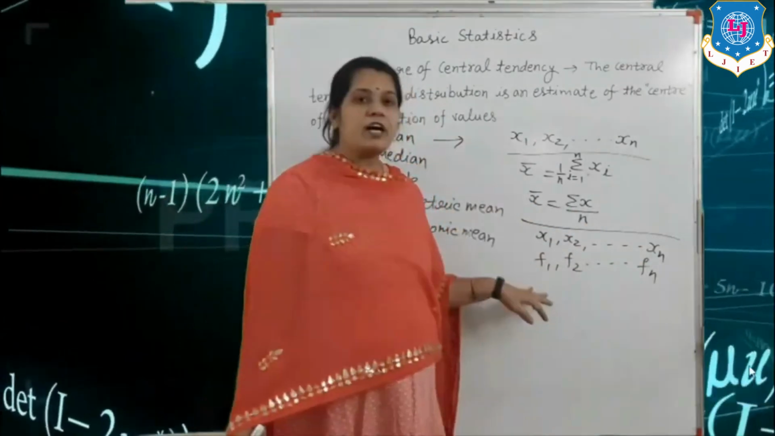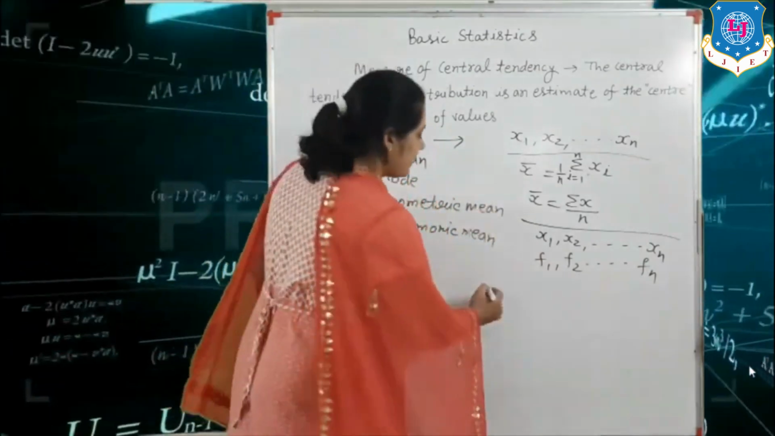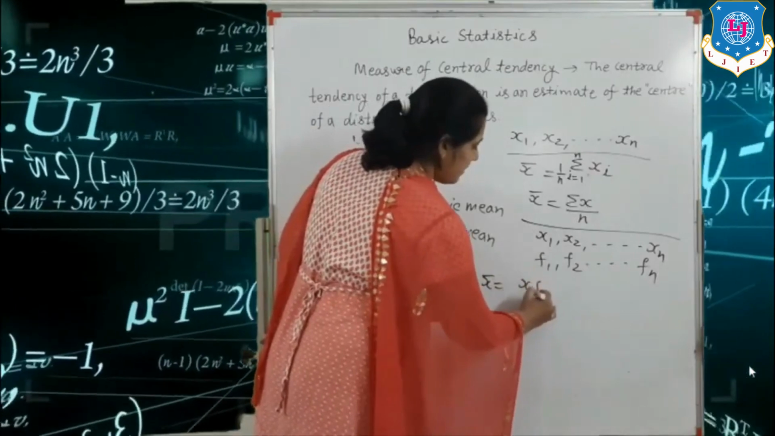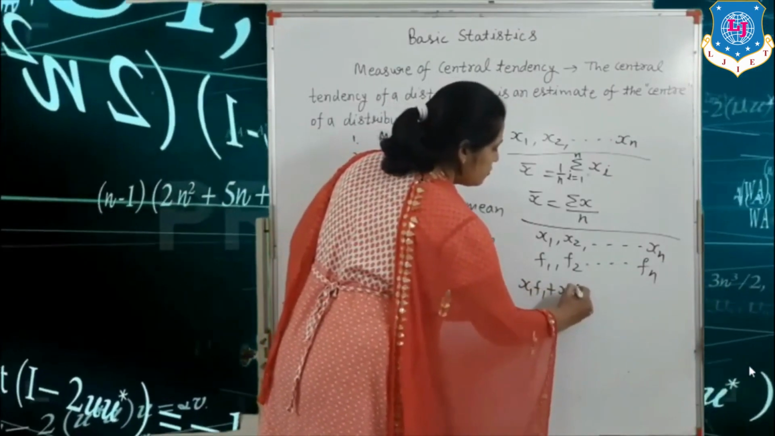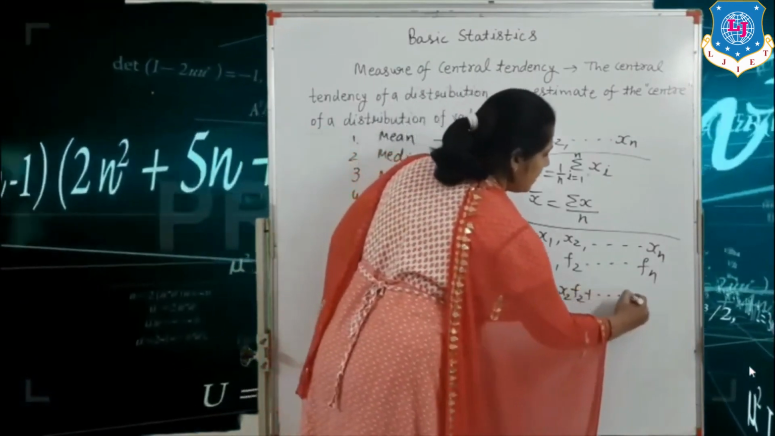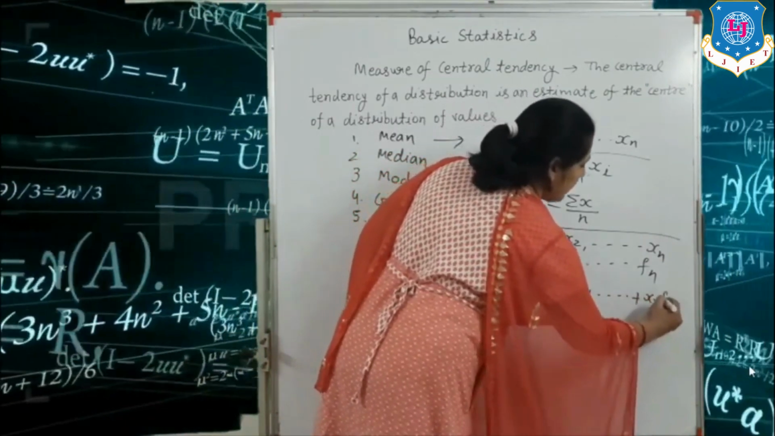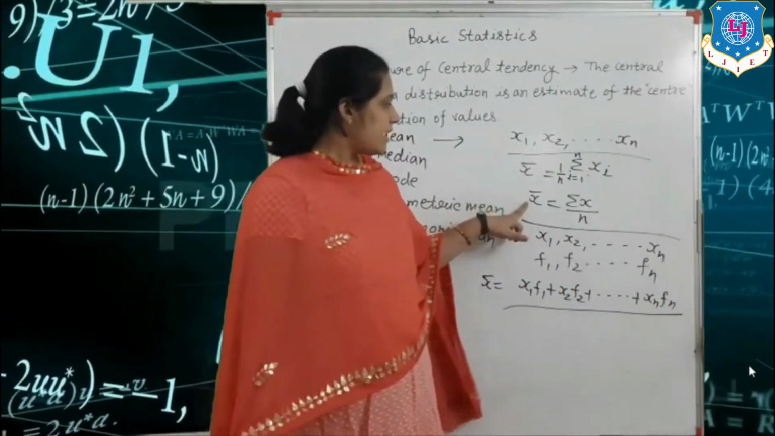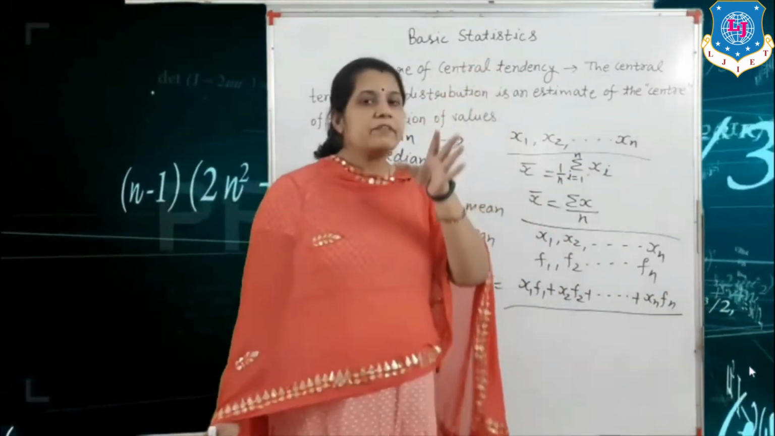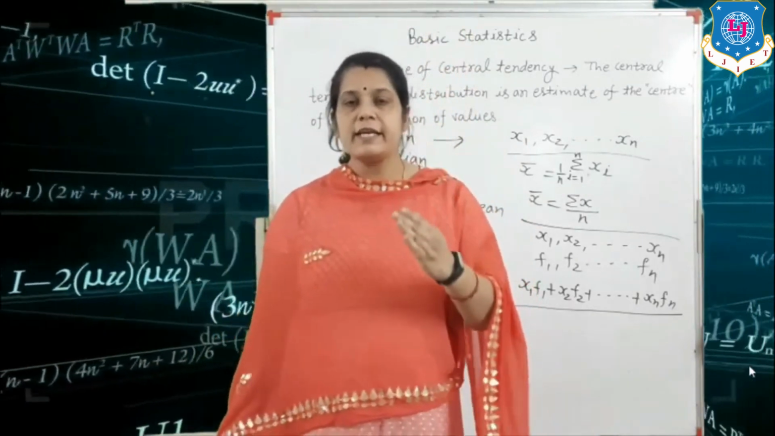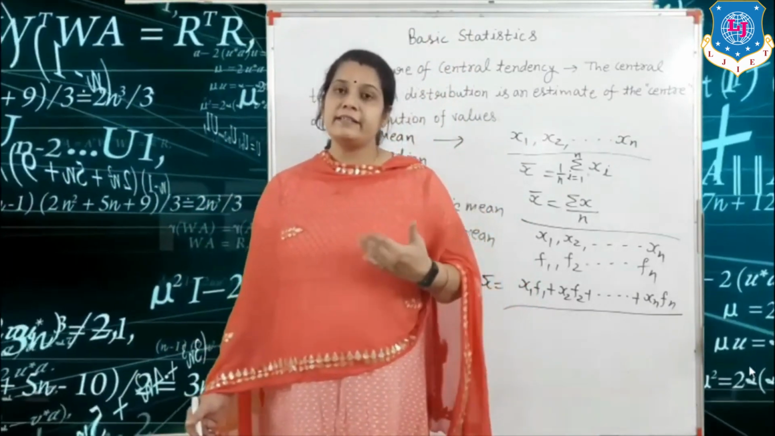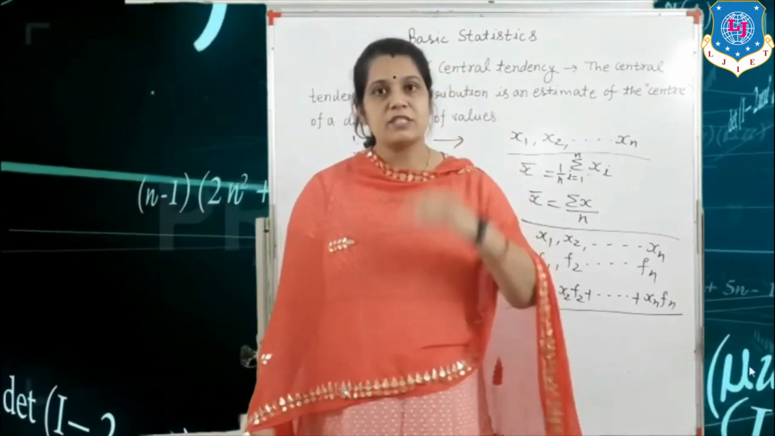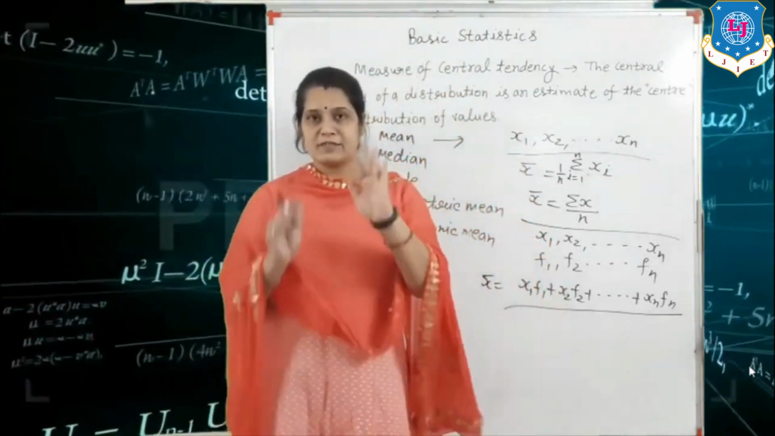So for finding the mean, x bar is equal to x1 f1 plus x2 f2 plus up to xn fn, divided by what? Earlier we were given only the x column. What is the process of finding the mean then? First we add all the values and divide by the number of terms. This is a very easy process.